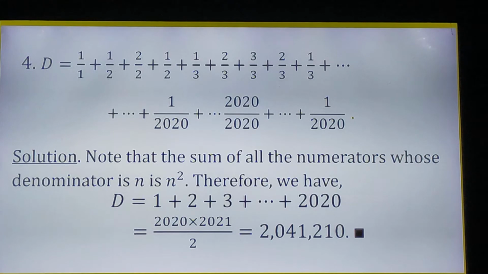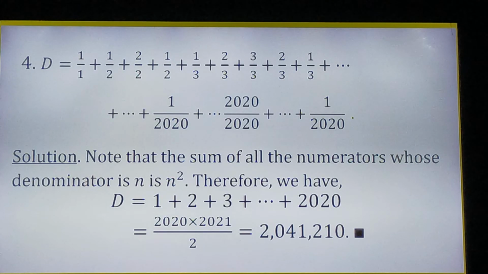Number 4, we have 1 over 1 plus 1 over 2 plus 2 over 2 plus 1 over 2 and so on. Observe the sum of all the numerators whose denominator is n squared. For example, those fractions with denominator 2, the numerators are 1, 2, 1, which is 4, which is the square of 2.